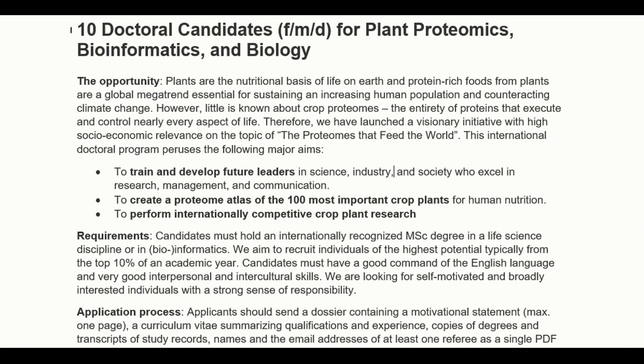So here I have added a PhD position ad, and in this ad they are saying that they need 10 doctoral candidates for plant proteomics, bioinformatics, and biology. They have already mentioned that there are three fields and they are looking for candidates in these fields.